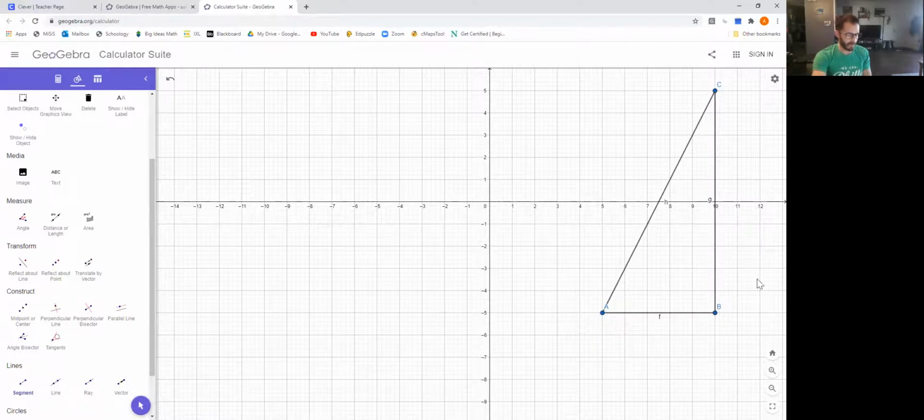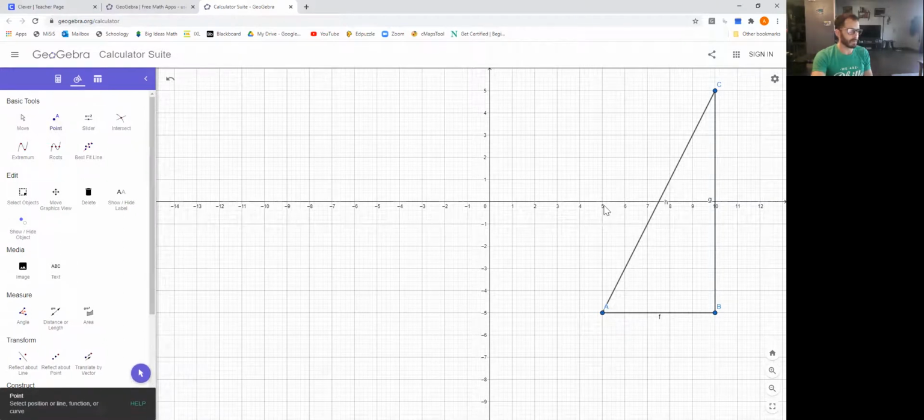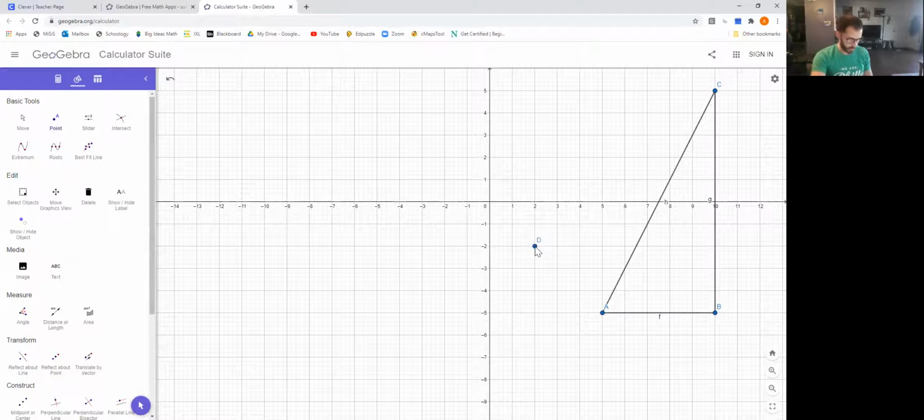I'm just going to double check: 5, -5, 10, -5, and 10, 5. We now have a scale factor of 0.4. So get your calculator out and multiply by 0.4, or do some mental math. 0.4 is 2/5, so you could just multiply everything by 2/5. So 5, -5: 5 times 2/5 is 2. -5 times 2/5 is -2. So this would be P prime.